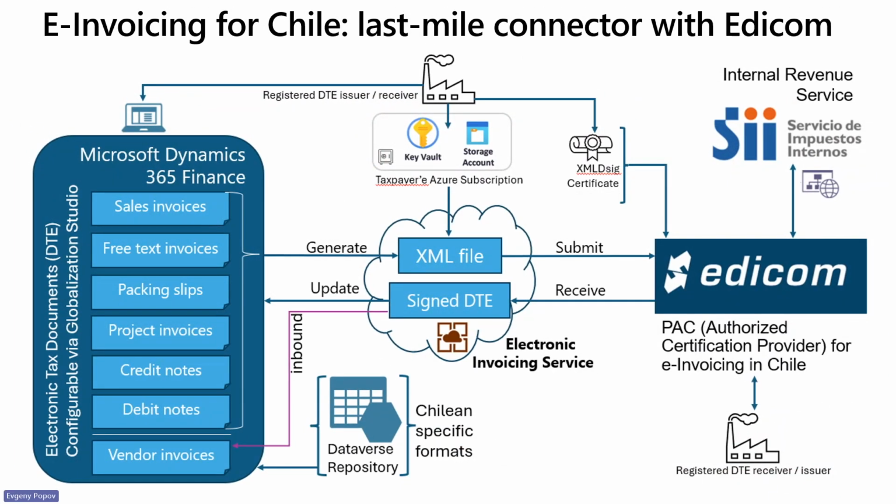Okay, and the ISV last mile connector with Edicom, which we introduced, complements the standard electronic invoicing service functionality. It supports countries and regions where no direct integration with government electronic invoicing platform is allowed, or where the use of authorized service providers is mandated or available. In these scenarios, the documents are passed to the last mile connector for further communication. In the case of incoming electronic documents, the ISV last mile connector is used as a source of inbound documents, which are then handled by finance.